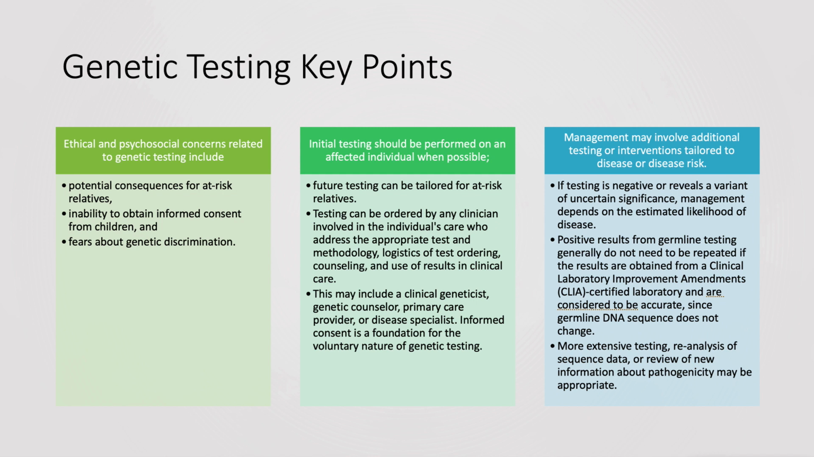And a final key point, management may involve additional testing or interventions tailored to the disease or the disease risk. So if testing is negative or reveals a variant of uncertain significance, management depends on the estimated likelihood of that disease. Positive results from germline testing generally do not need to be repeated if the results are obtained from a CLIA-certified lab and are considered to be accurate, since germline DNA sequence does not change. More extensive testing, reanalysis, and sequence data or review of new information about pathogenicity might be appropriate, because we're learning more about how to interpret data all the time.